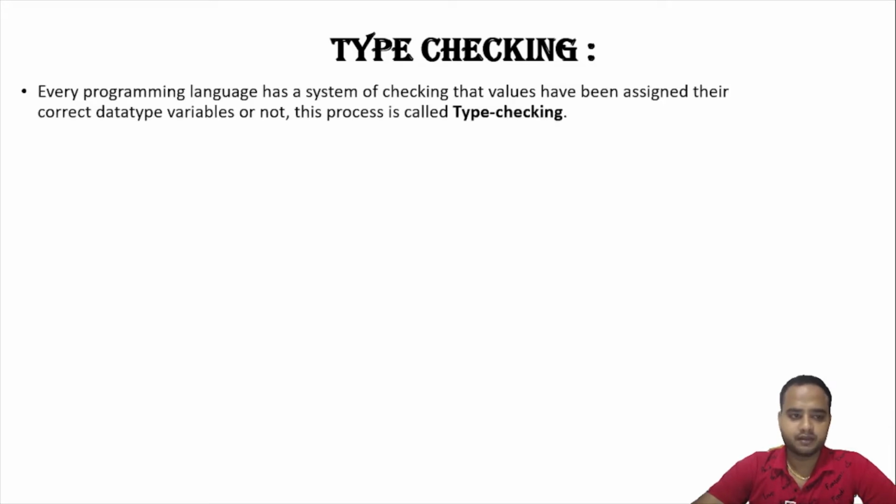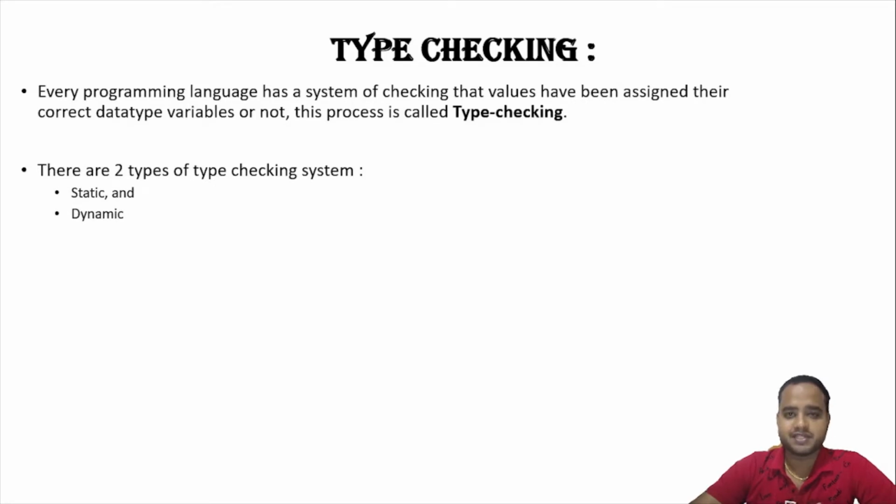What is type checking? Every programming language has a system of checking that values have been assigned to their correct data type variables or not. Whenever we assign a value to a variable, some space gets allocated to that variable. Whenever we run the code, there is a system that checks that the values got assigned to the right type of variables or not. This process is known as type checking. There are two types of type checking. The first is static and the second one is dynamic.